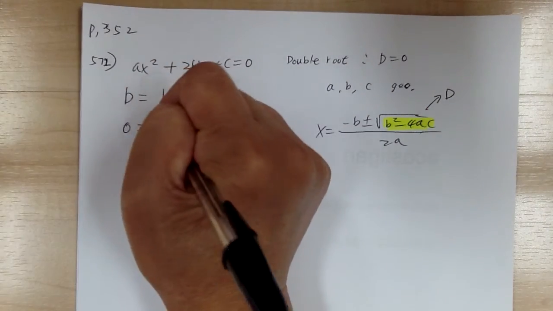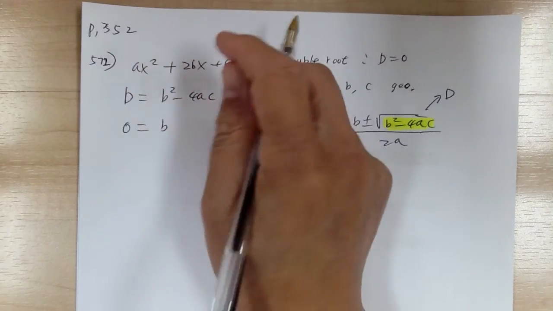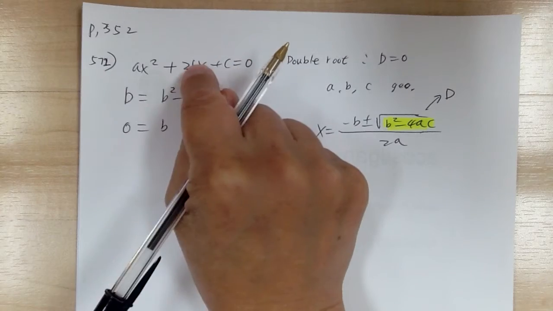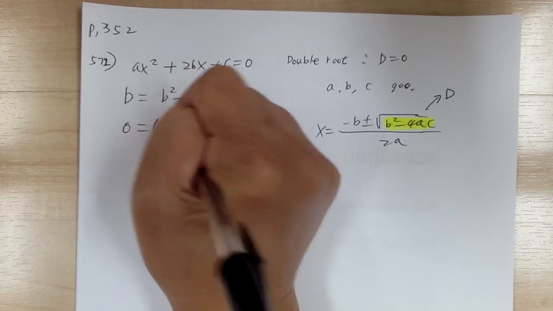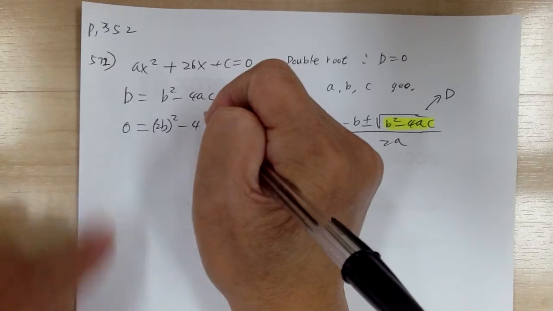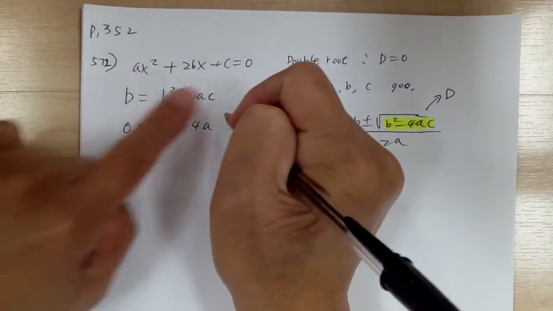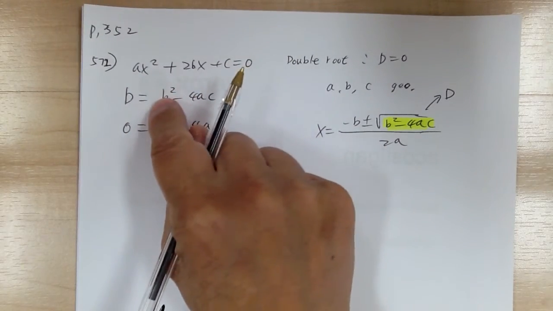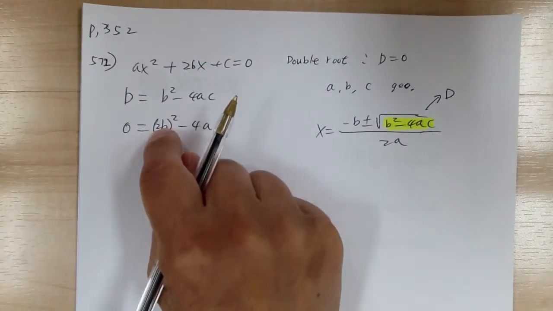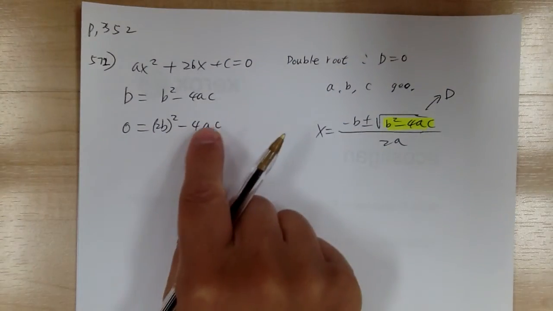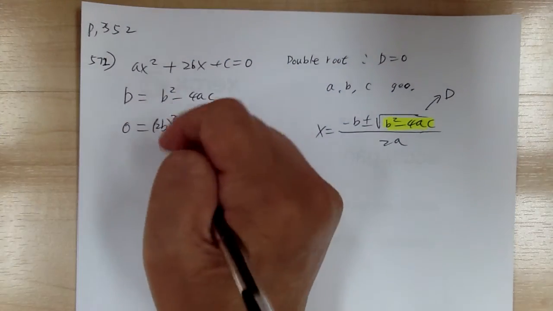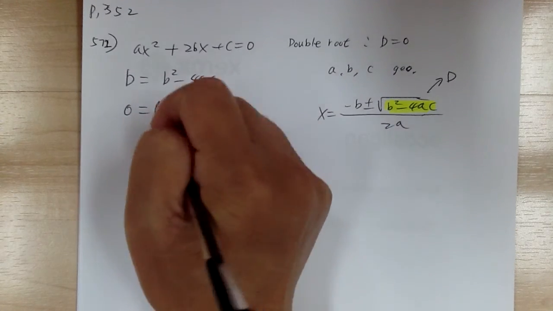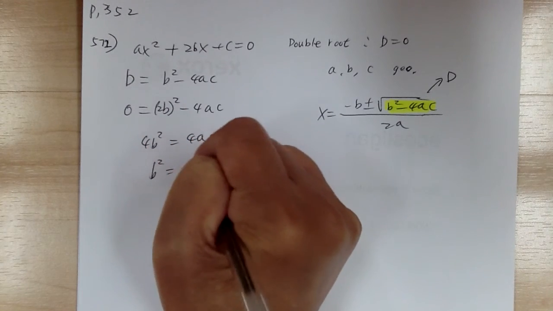So 0 equals b squared minus 4ac. Now, don't get confused between this b and this b. This b is actually the 2b. So it'd be 2b squared minus 4ac. The a and the c are the same, but this b is equal to this 2b over here, so just be careful with that. And I'm going to move this over. So 4b squared equals 4ac. Get rid of the 4, so b squared equals ac.